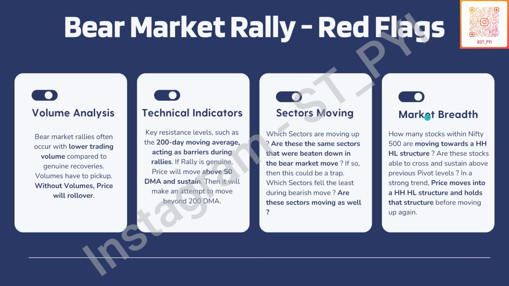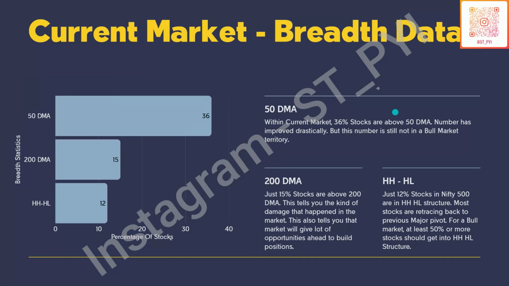The last is market breadth. How many stocks within Nifty 500 are moving towards a higher high, higher low structure? I'll explain this chart in a bit. Are these stocks able to cross and sustain above the previous major pivot levels, which actually signals a shift from lower high, lower low to higher high, higher low? All right, so the current market breadth data, what is it suggesting?